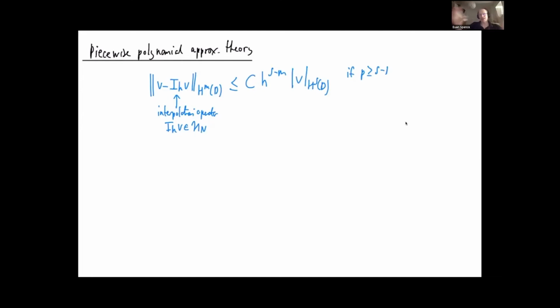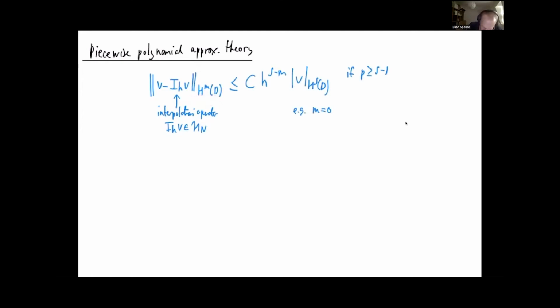So now let's just do a simple example immediately to try and convince you that for those of you who haven't seen this before, this is not so unexpected. So for example, if I take m is 0, so I'm measuring the error in L2 here on the left.